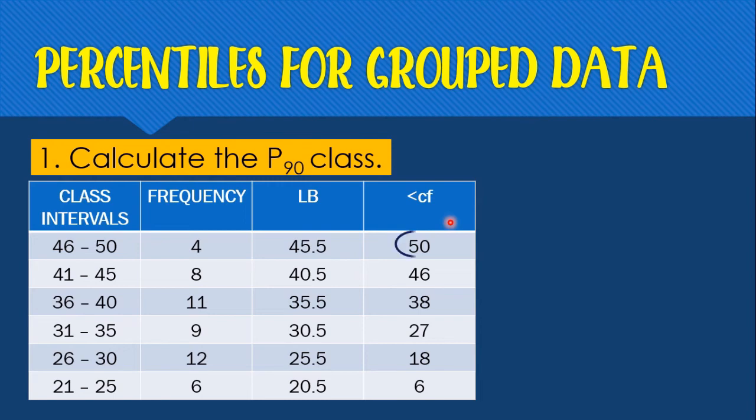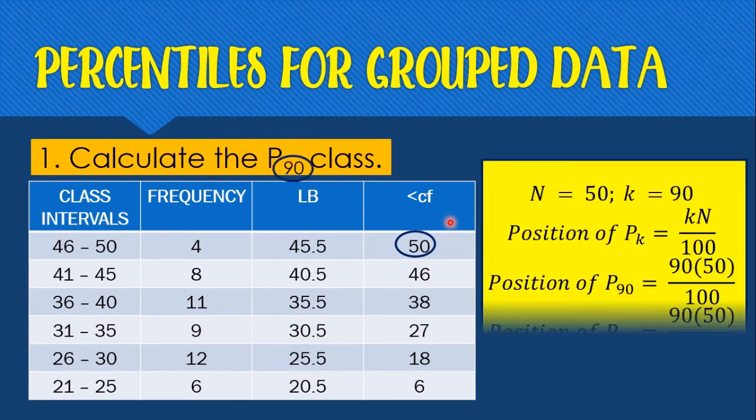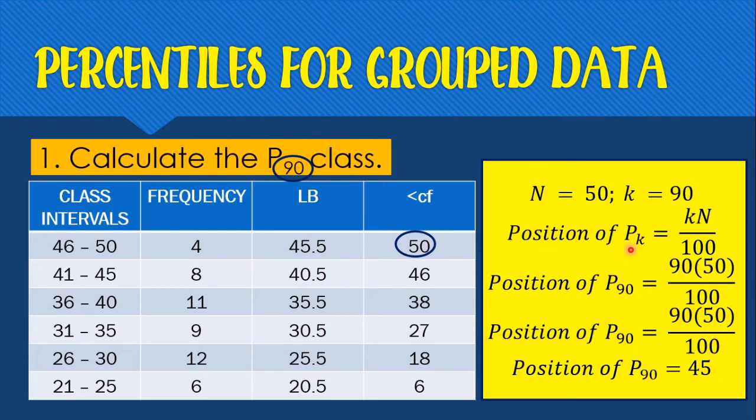Now the total number of frequencies will be 50, and we'll be looking for the 90th percentile, so that's our k. So we have the position of P sub k is equal to k times N over 100. So we'll be using 100 because we are dealing with percentiles. So by substitution, our k is 90 times our N is 50. 90 times 50 is 4,500 over 100 is equal to 45. So the position of P sub 90 is 45.